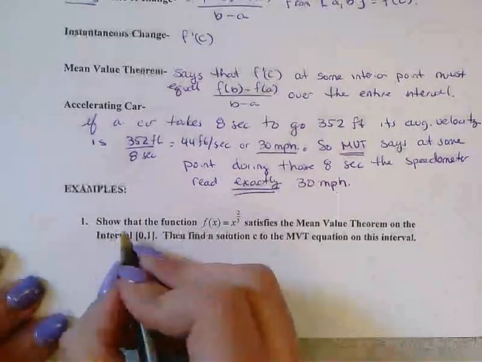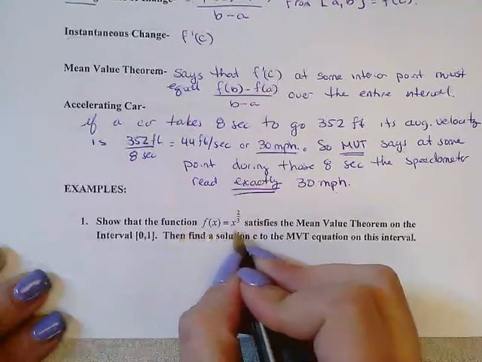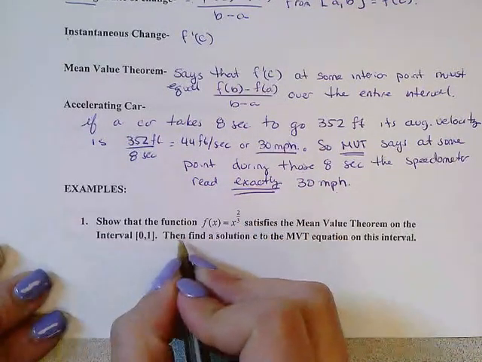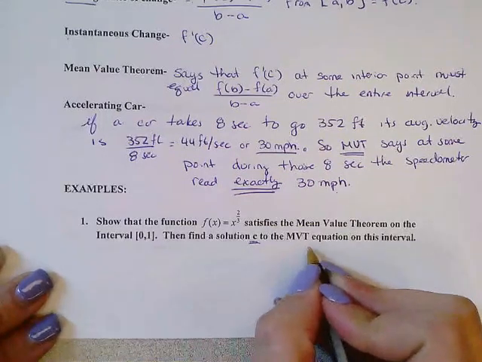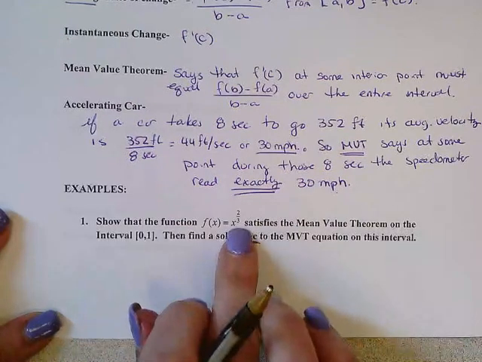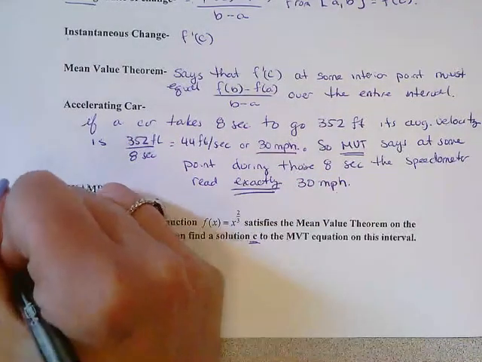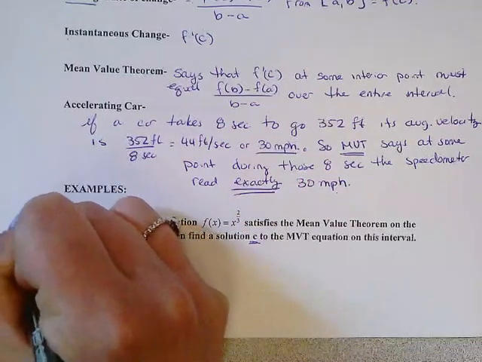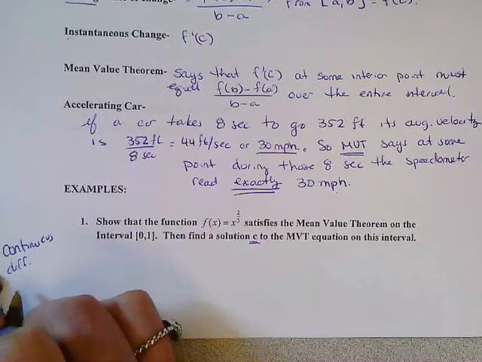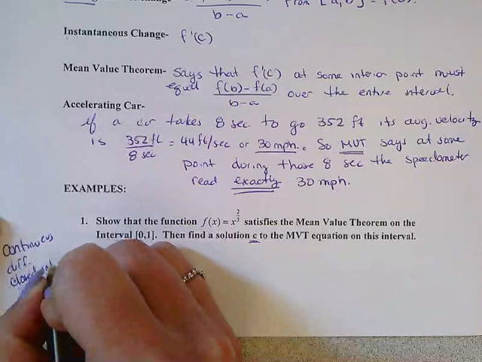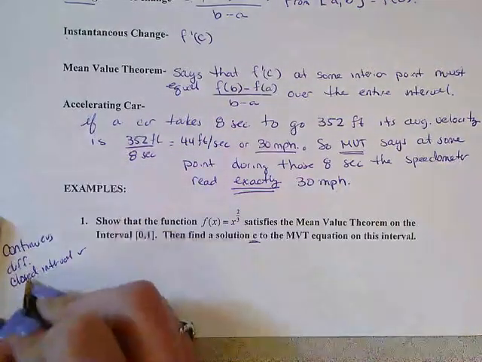So let's do a few examples. Show that the function f of x equals x to the 2/3 satisfies the mean value theorem on the interval 0 to 1. Then find the solution C to the MVT equation on this interval. So the question is, is this continuous? Is it differentiable on the interval? And is it on a closed interval? So it is on a closed interval.